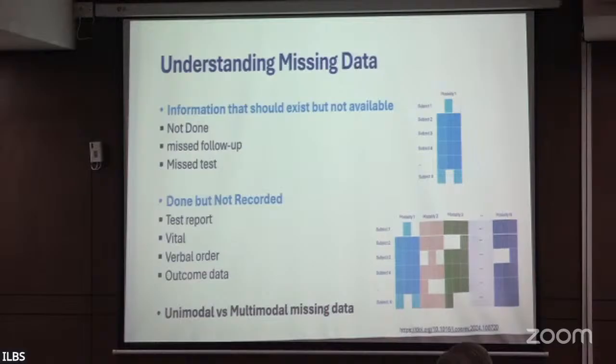And for missing data, there may be data missing for different reasons. So for unimodal and multimodal missing data, the color coding is showing the different modalities. For each modality, one color is used. So there may be a scattered way of missing data.